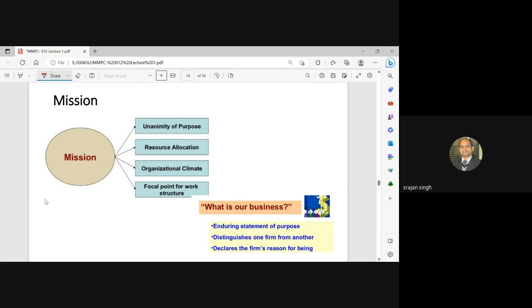We have discussed that vision is a very long term plan, or you can say it's a dream. That's what we discussed. Right, that's what vision is.